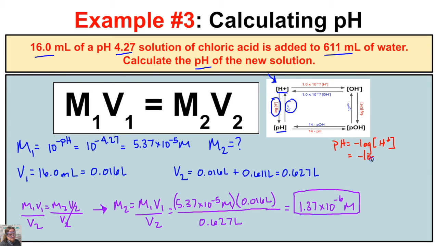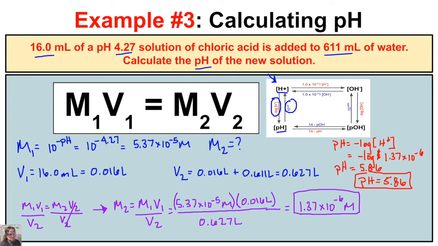So we'll take the negative log of 1.37 times 10 to the negative 6th. And if we do this, we'll end up with a pH of 5.86 as our final answer. So the pH of this solution is going to end up being 5.86. So our diluted solution has a pH of 5.86, and we use 16.0 milliliters of a pH 4.27 solution of chloric acid to make this diluted solution right here.